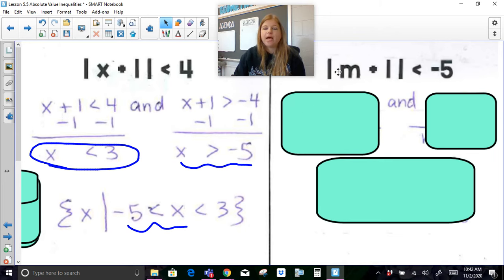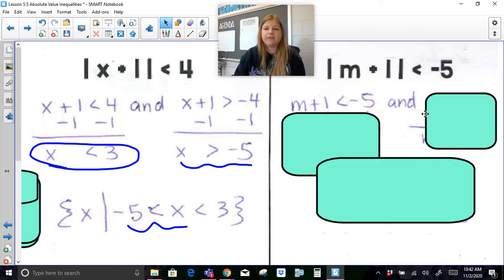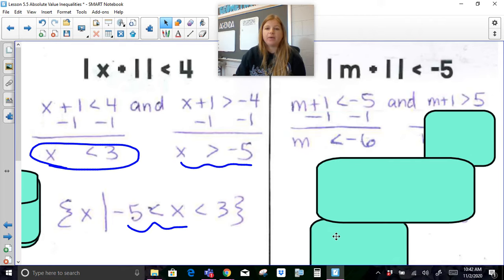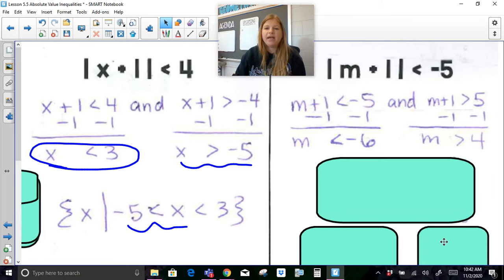Good. Next one. Absolute value of n plus 1 is less than negative 5. So n plus 1 is less than negative 5, and n plus 1 is greater than positive 5. I would go ahead and solve. And now think about this.